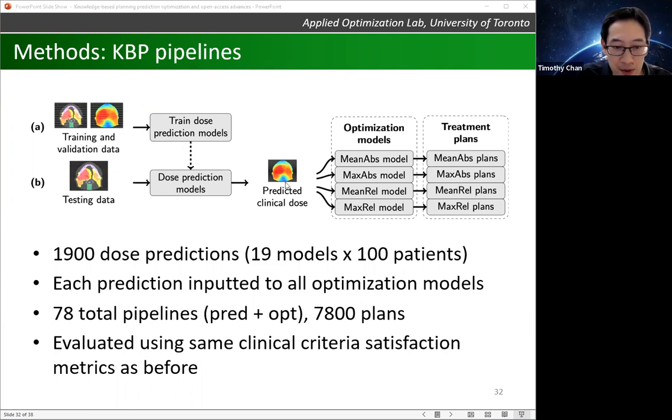Then we would get these predicted clinical doses, and we would run them through 4 different optimization models, and they would each produce 4 different plans. If you recall, we had a 100-person testing set, so that was 1,900 dose predictions. And each one of those predictions went in 4 models. So we had 7,800 plans, corresponding to 78 distinct pipelines. So 19 prediction models times 4 optimization models. Okay? And we then evaluate these plans using the same criteria satisfaction metrics as before.